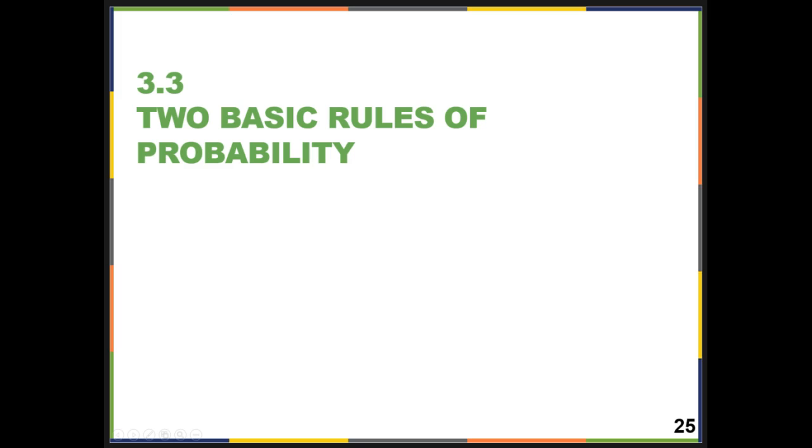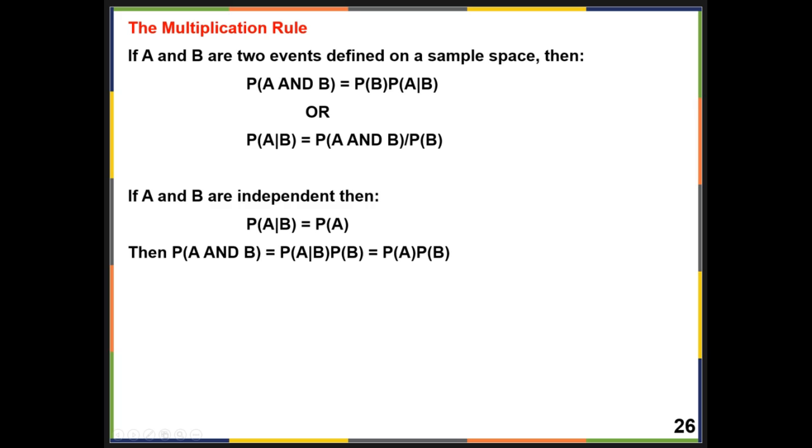We're going to now look at the two basic rules of probability. First, there's the multiplication rule. The multiplication rule says if A and B are two events defined on a sample space, then the probability of A and B equals the probability of B times the probability of A given B. There's another way to write it as well.